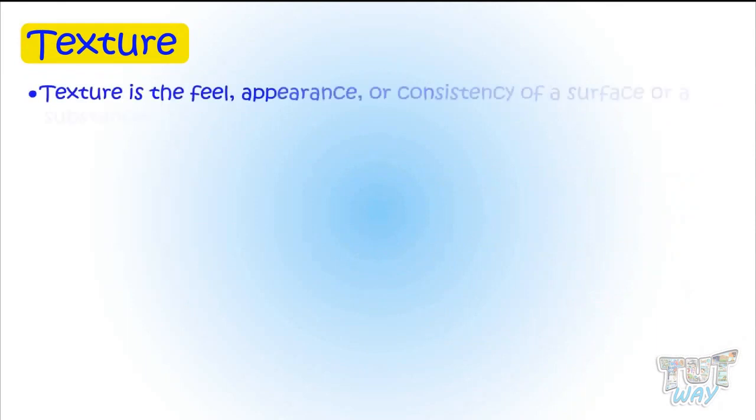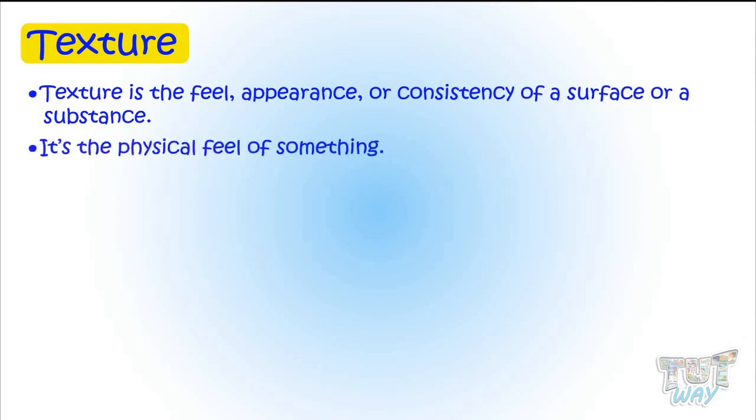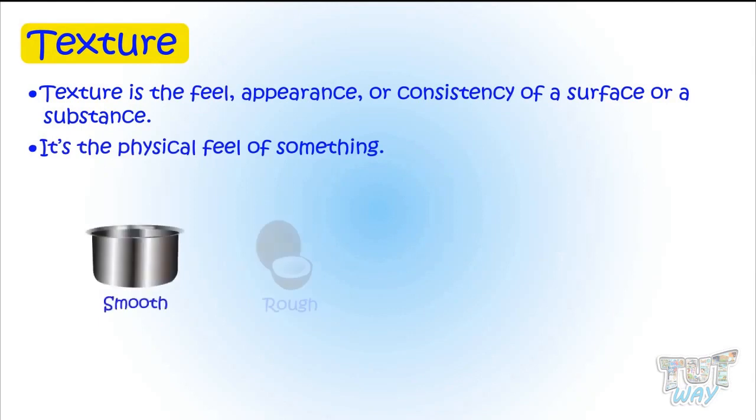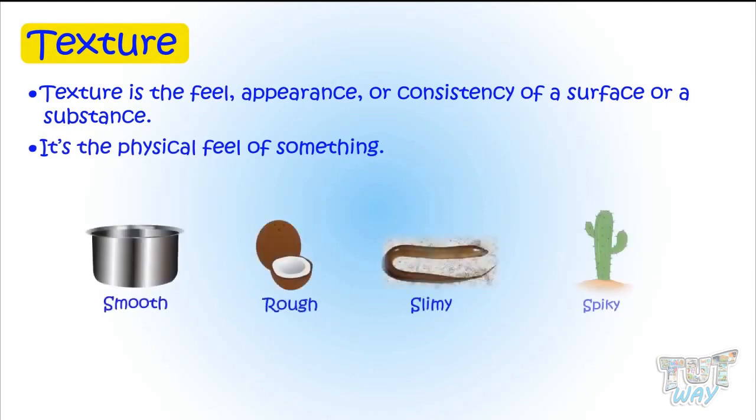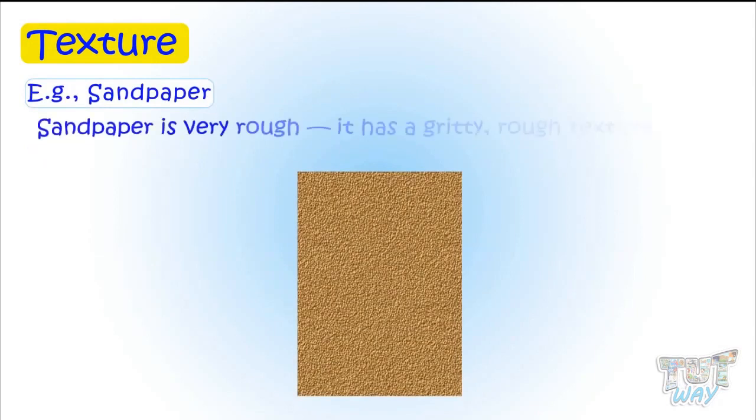Now, let's learn another property of matter. It is texture. Texture is the feel, appearance, or consistency of a surface or a substance. It's the physical feel of something. It can be smooth, rough, slimy, spiky, or even something in between. For example, sandpaper is very rough. It has a gritty, rough texture.